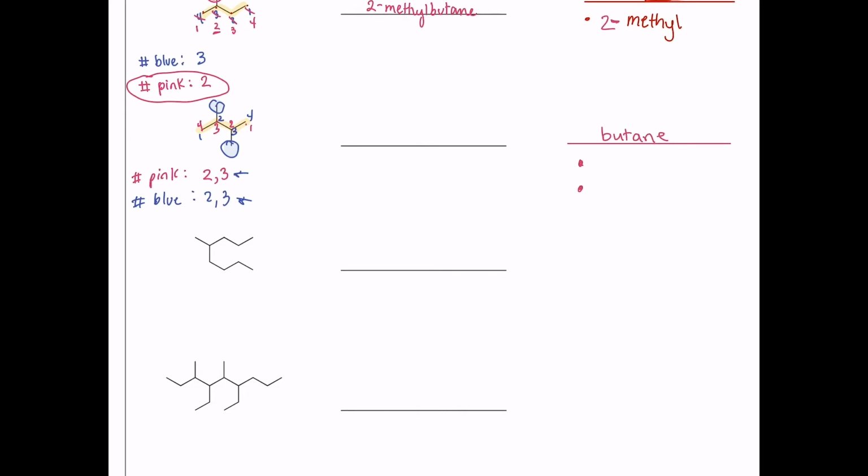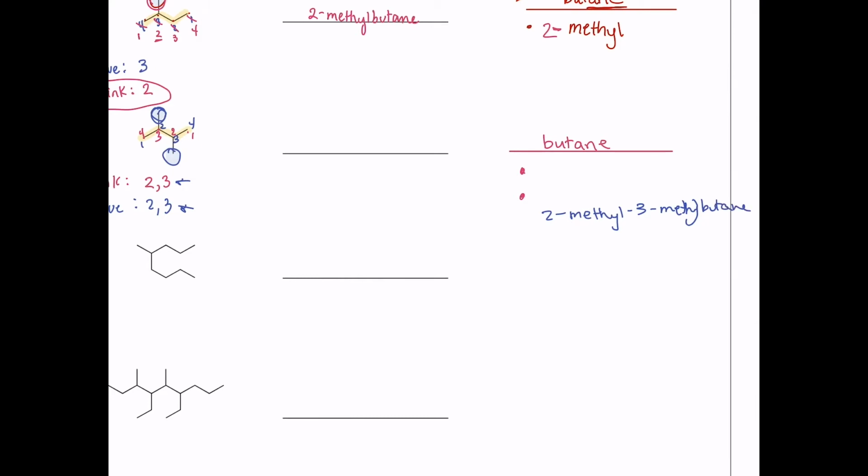The other thing is when substituents are the same, we group them. We don't list them out individually. For example, you would not say 2-methyl, 3-methyl butane.